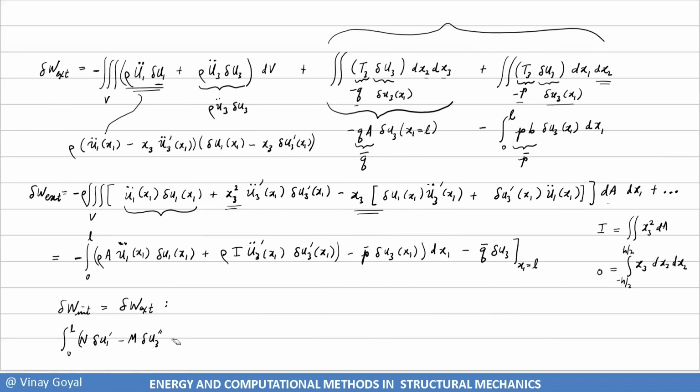And I also have these other terms, minus rho A u1 double dot, del u1, plus rho I u3 double dot prime, del u3 prime. And I can continue all this. So I have minus P bar, del u3, and close the parenthesis, dx1, minus Q bar, del u3 at x1 equals L, and this is equal to 0. So this is what we get for the principal of virtual work for the beam so far that we've been looking at.